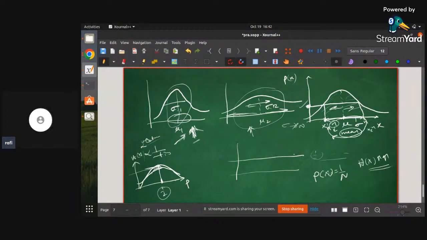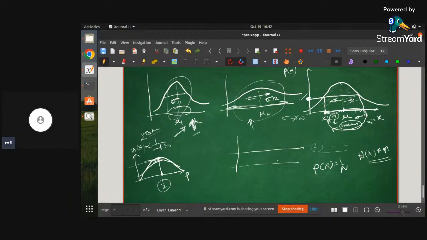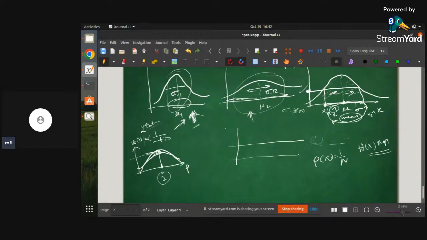Okay. So if sigma is large, you are more uncertain. You cannot say which event has occurred, or what is the frequency of occurrence of this event. So if sigma is very small, then we have some track of most probable events and very less probable events.